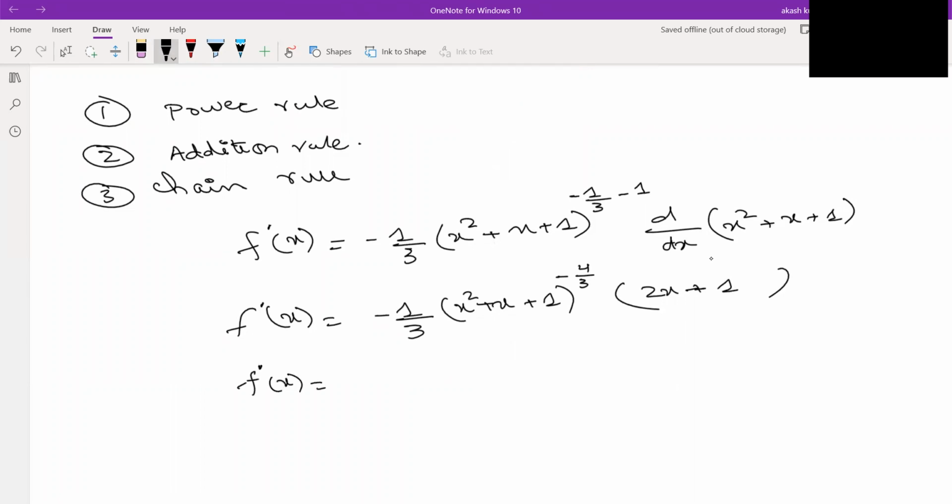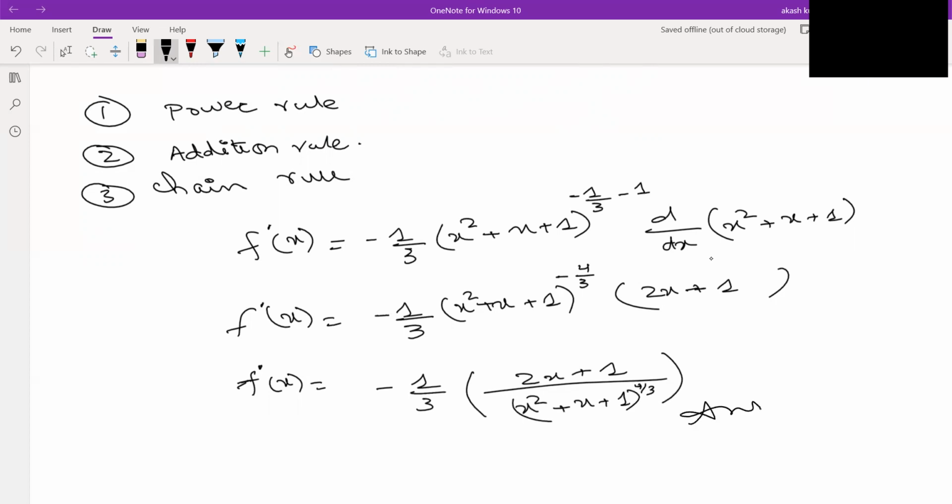So f dash of x equals 2x plus 1 minus 1 over 3, 2x plus 1. Can we take the minus 4 over 3 power to the denominator side to make it a positive power? So it will be x squared plus x plus 1 to the power 4 over 3. This is the answer.